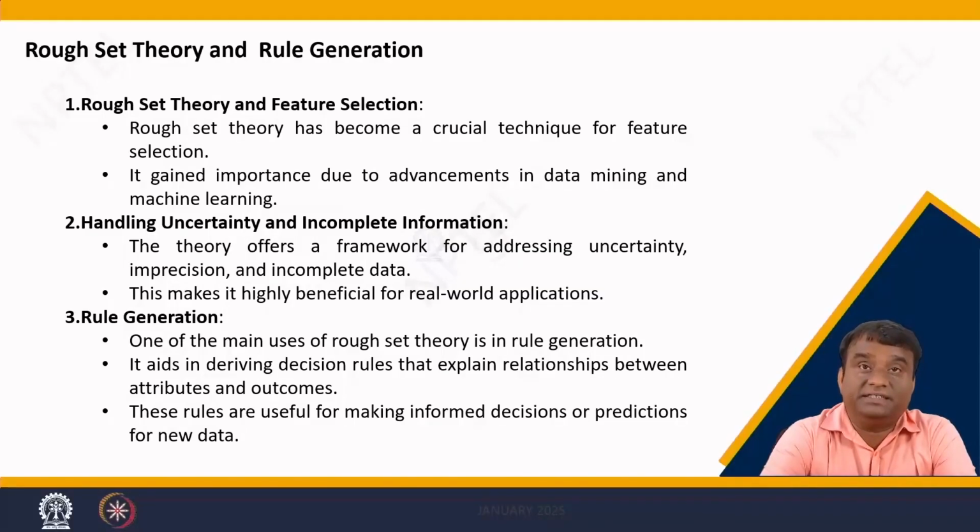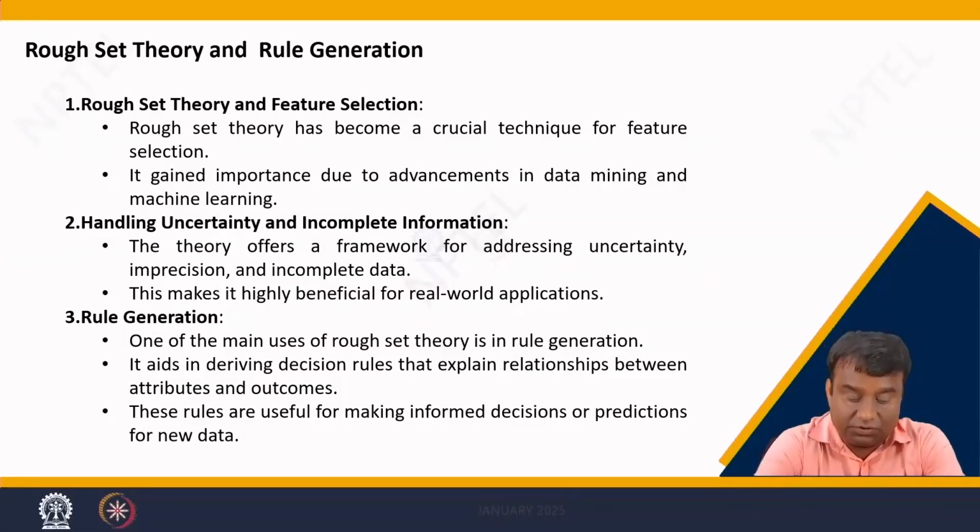Second is handling uncertainty and incomplete information. The theory offers a framework for addressing uncertainty, imprecision, and incomplete data. This makes it highly beneficial for real-world applications. Third is rule generation. One of the uses of rough set theory is in rule generation, in deriving decision rules that explain the relationship between attributes and outcomes. These rules are useful for making informed decisions or predictions for new data.